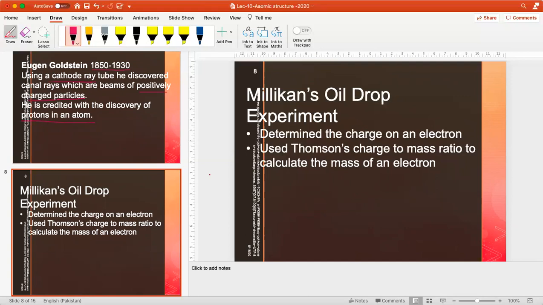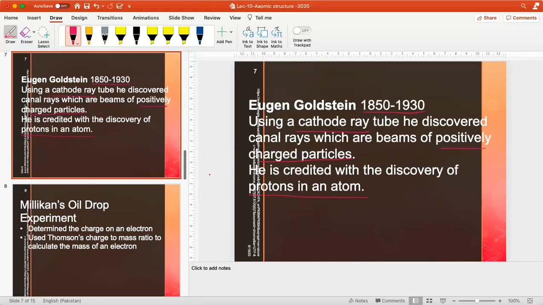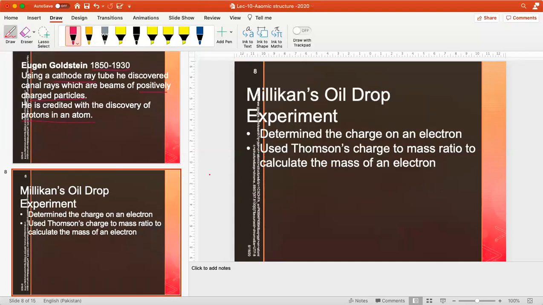Okay, the electron was also discovered, and Goldstein discovered the positive charge, which is known as protons. Goldstein discovered the positive charge, but Thomson named the electron. Now it was crucial to determine the charge of the electron. So Millikan's oil drop experiment was done and it determined the charge on an electron.